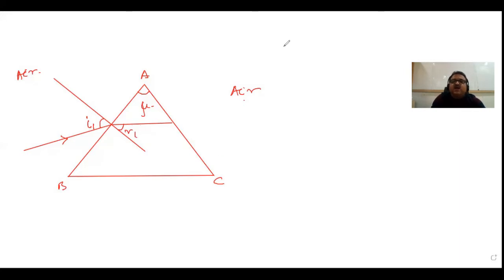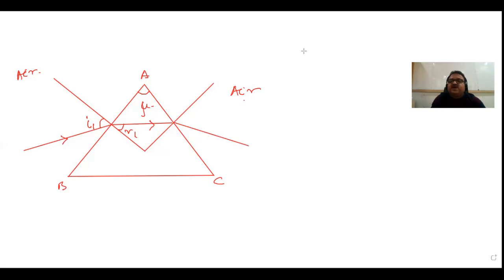Now what will happen? Draw again a normal on this face. Let me draw a clear normal first. Now what will happen when this ray of light passes through the prism and comes out of it? That means when it passes from glass to air, since air is rarer compared to glass, the ray of light will bend away from the normal.